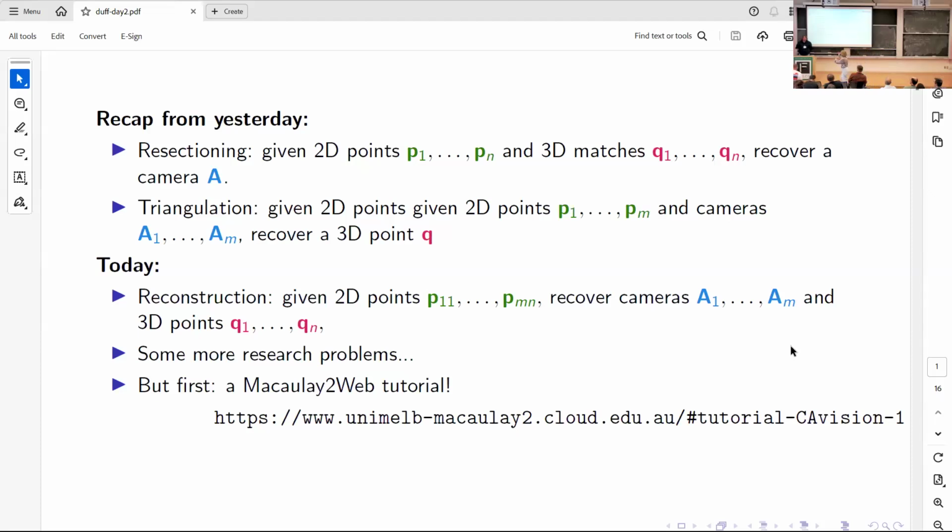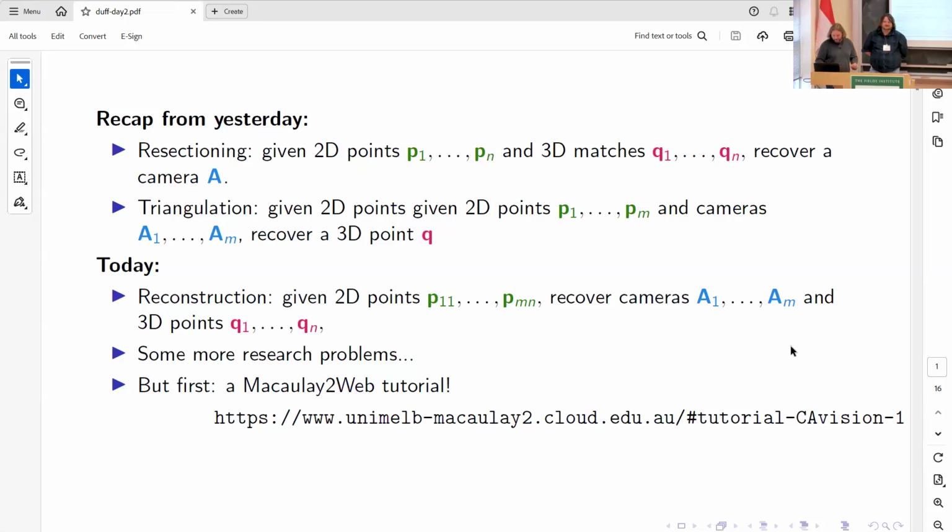Yeah, well, we'll do it together. I'm Tim's co-conspirator. My name is Anton. We're gonna recap some of the computer vision stuff using your favorite software, which starts with M, but it's not Maple, it's Macaulay 2.